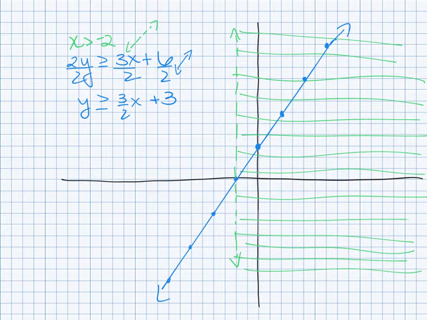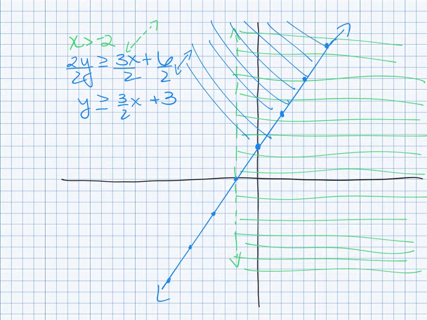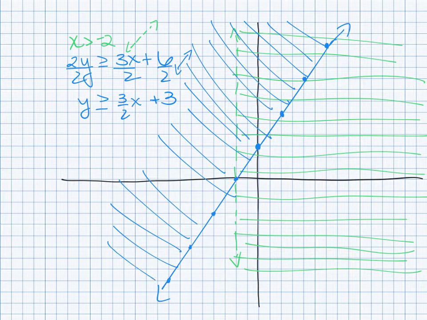And where are we going to shade in the blue? Above or below the line? Above, because it's greater than. Right. So when we do that, this little triangle here becomes the answer. So it's the plaid section that's the answer.